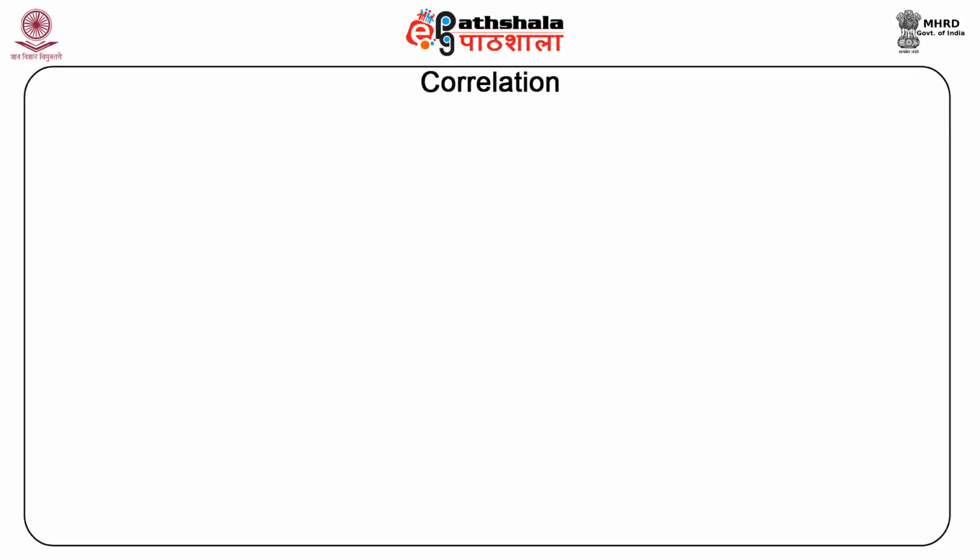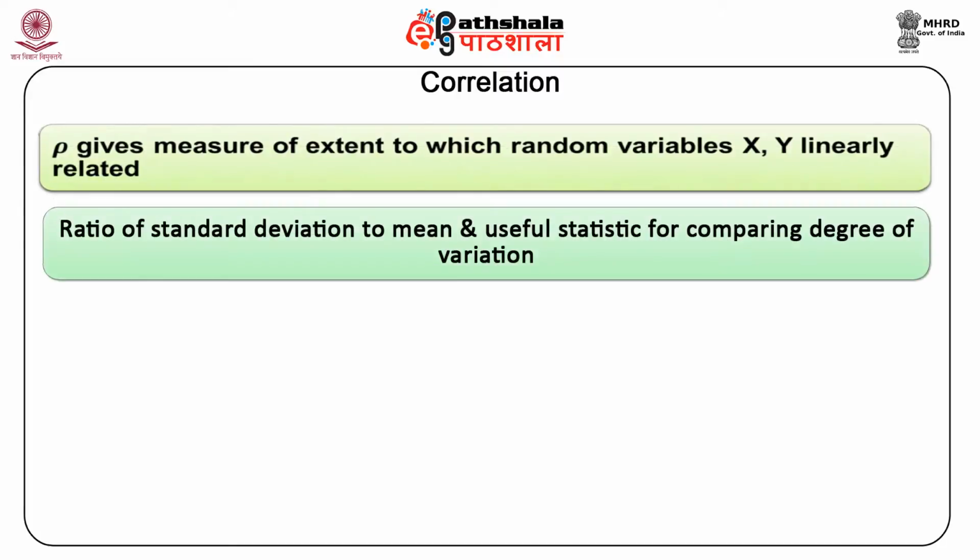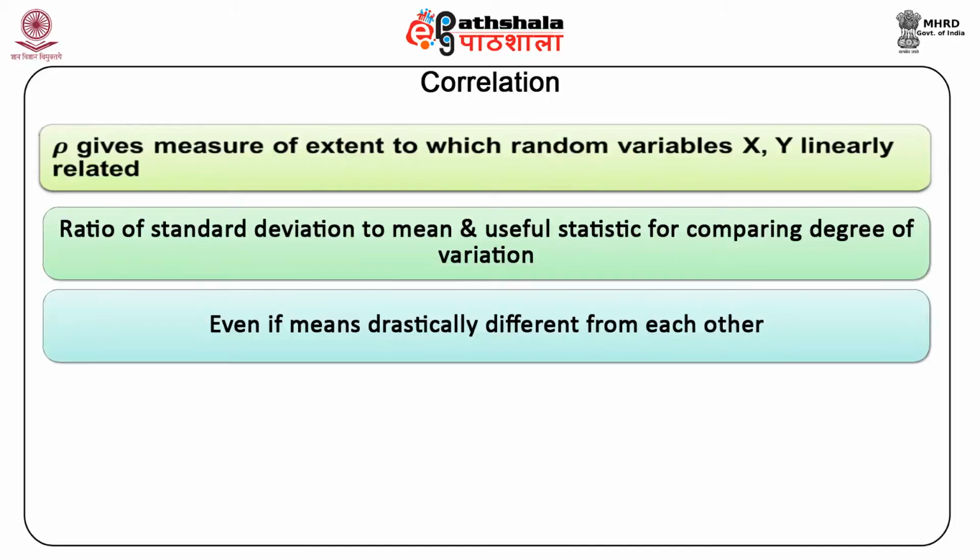Now we will move on to correlation. The correlation coefficient, which is indicated by the symbol rho, the Greek rho, gives a measure of the extent to which the random variables X and Y are linearly related. It represents the ratio of the standard deviation to the mean, and it is a useful statistic for comparing the degree of variation from one data series to another, even if the means are drastically different from each other.